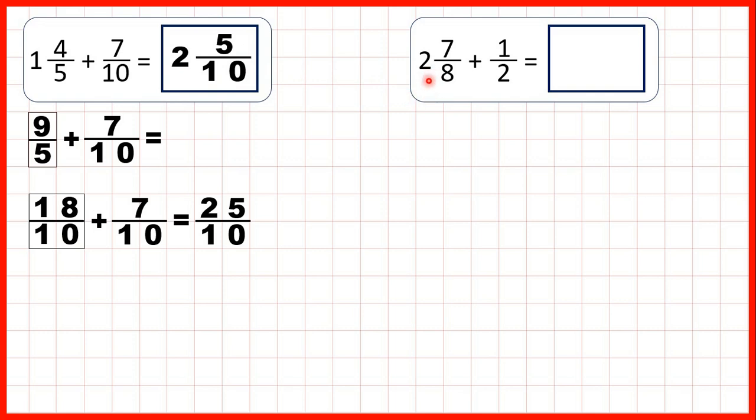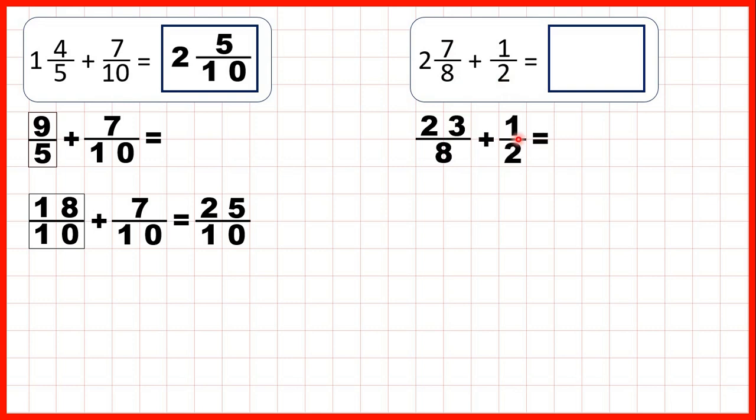Now we have 2 7/8 plus 1/2. We can change 2 7/8 into an improper fraction. Remember, we multiply the whole number by the denominator and then add the numerator. 2 times 8 is 16, plus 7 is 23, so that's 23/8 as an improper fraction.